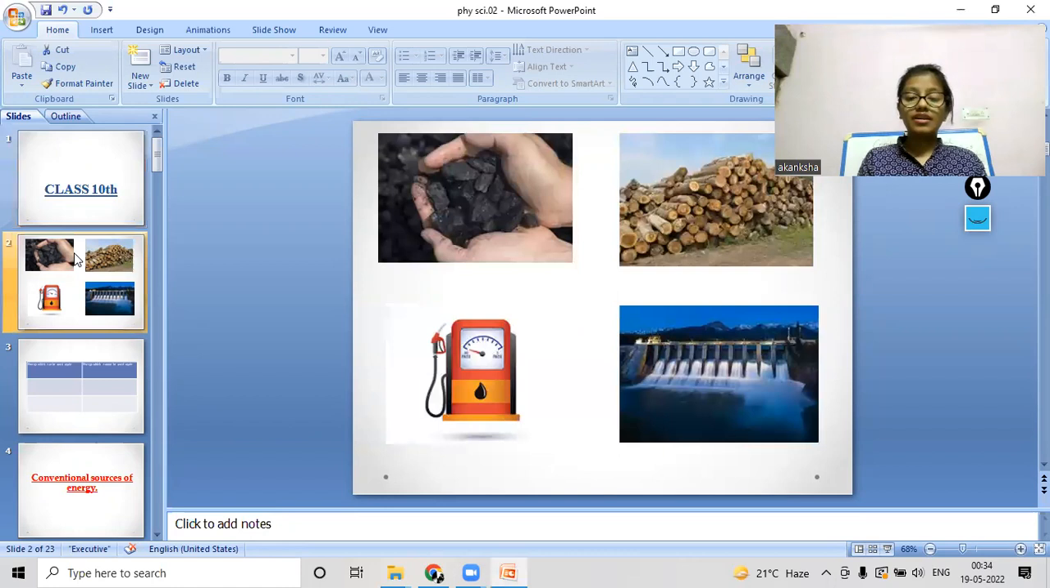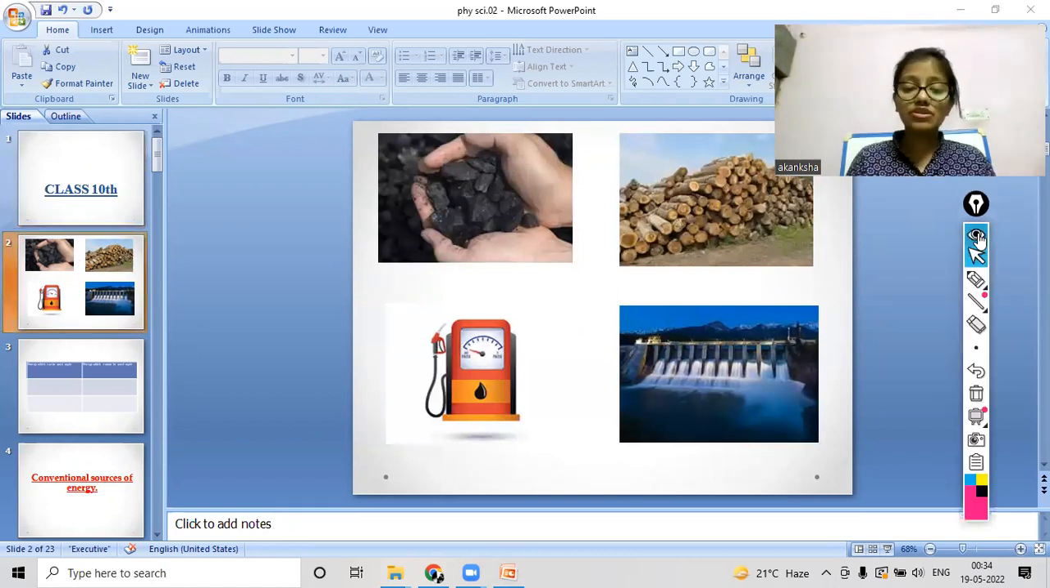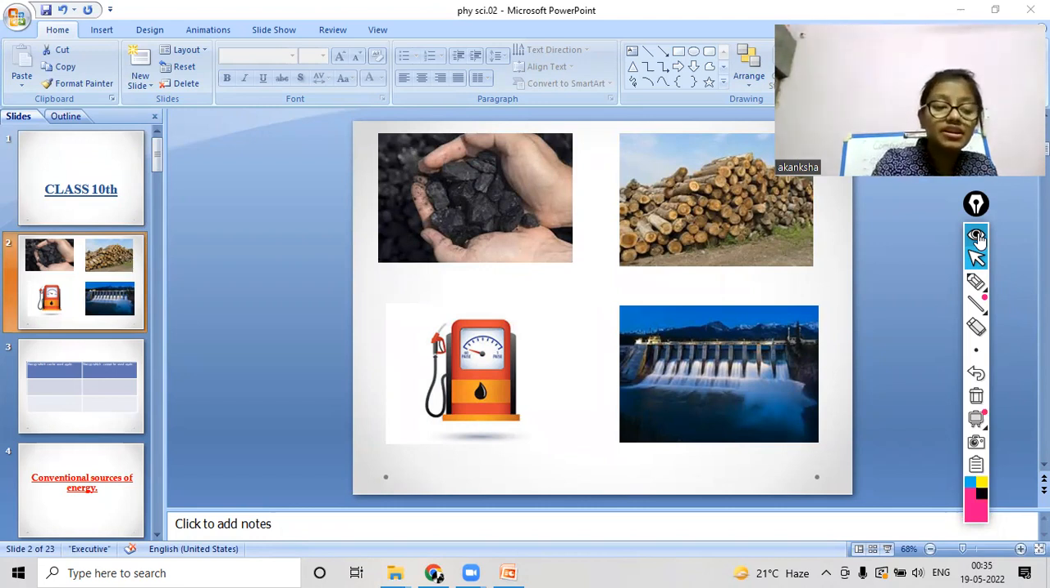In these slides there are various pictures, and you have to observe these pictures and share your observations, like what you can see in these pictures. You can write in the comment box below what all things you are seeing. Yes, there is some coal, there is wood, petrol, and the dam. These are the different sources of energies. Yes, you all answered it correctly. These are some different sources of energy, right?